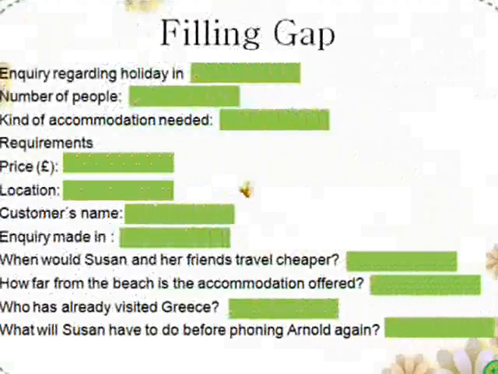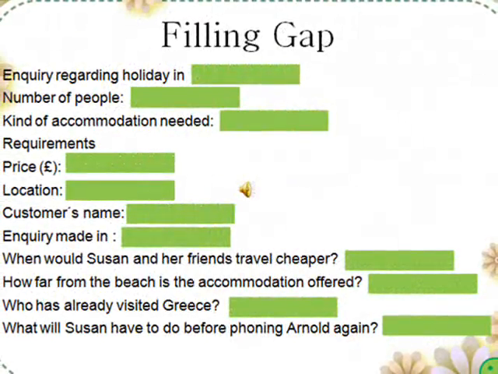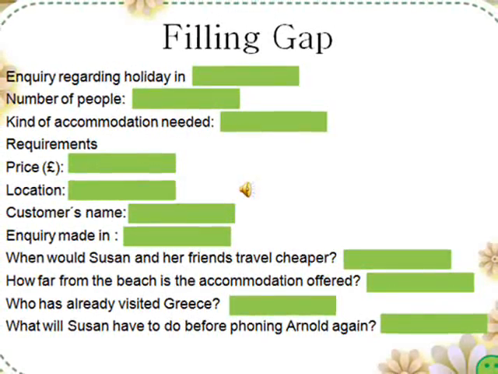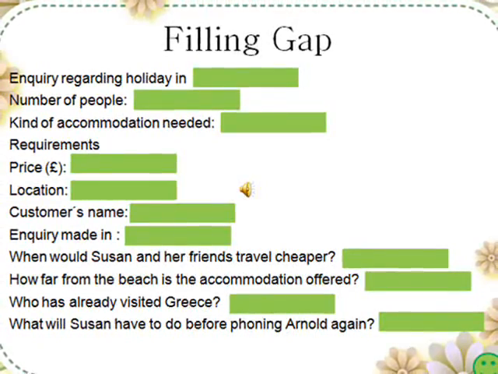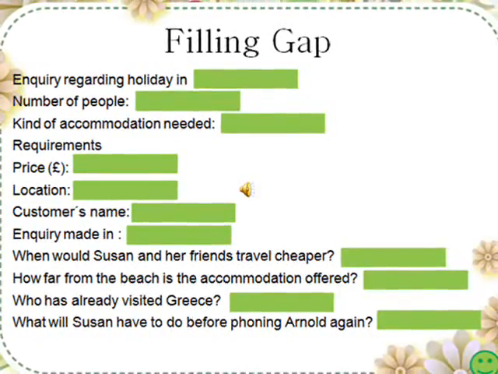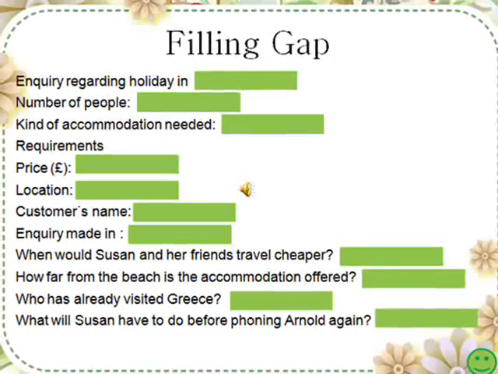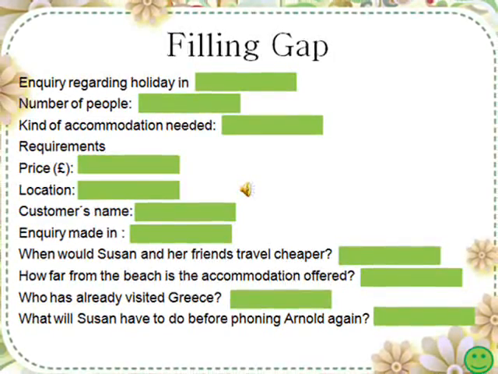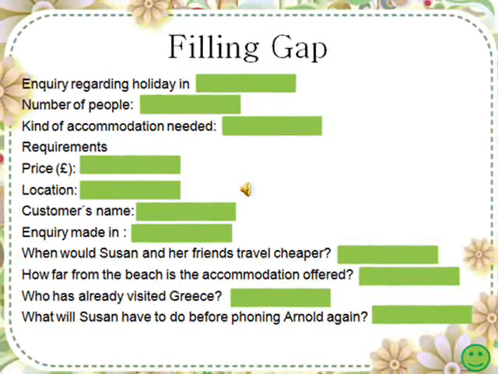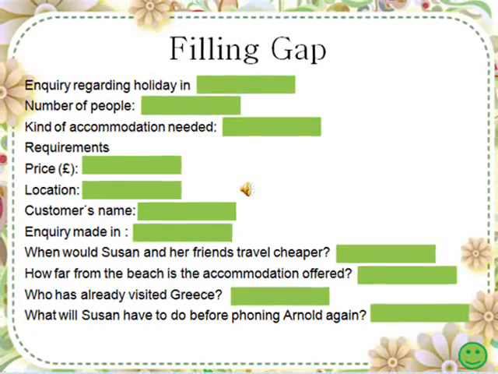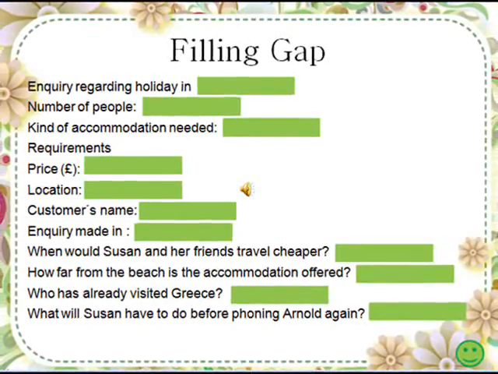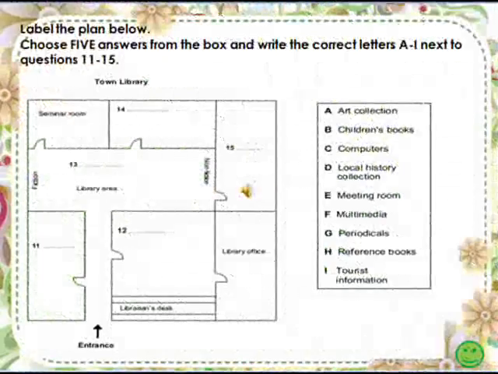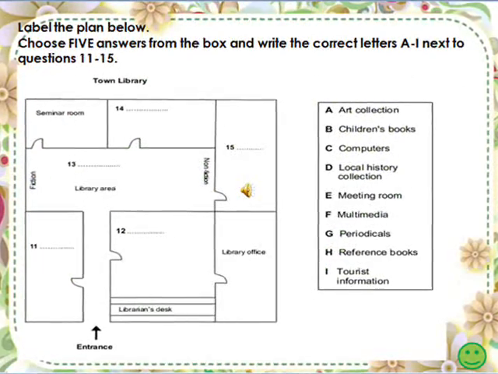Number 5 is filling gap. This English listening comprehension test will test your ability to understand conversation in English and to fill the gap. You will hear some conversation between two people, and then you will be asked to answer questions about what the speakers say in each conversation.